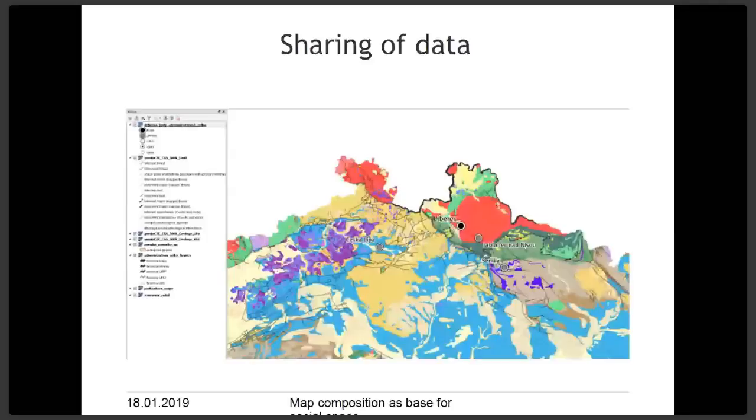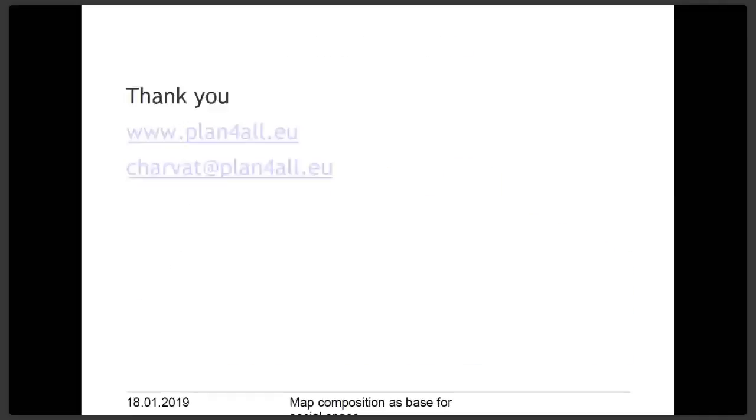We are also trying to make the test on Leaflet, and we plan to extend this possibility so that in the future the data will be shared among many platforms, but there will also be the possibility to combine with other VGI functionality. So I would like to thank you. This is all from my presentation.